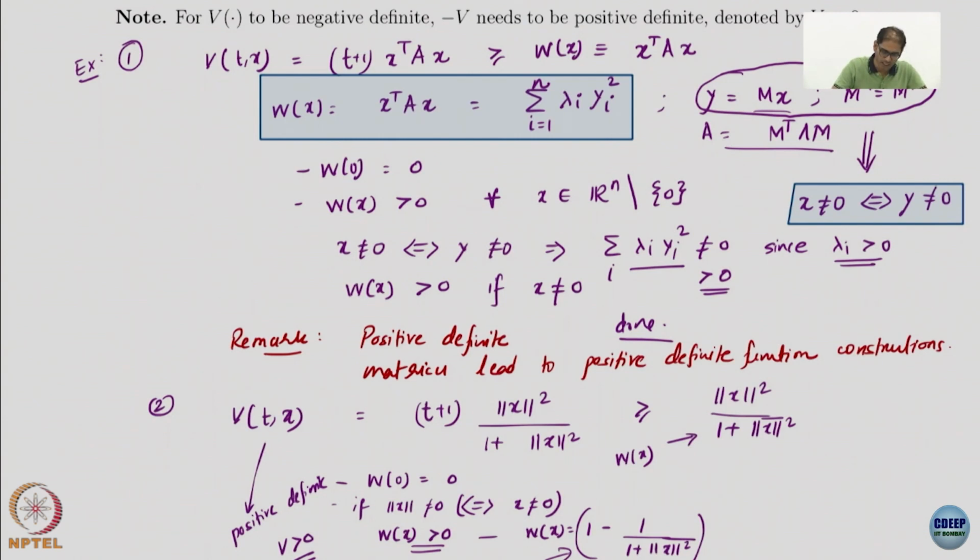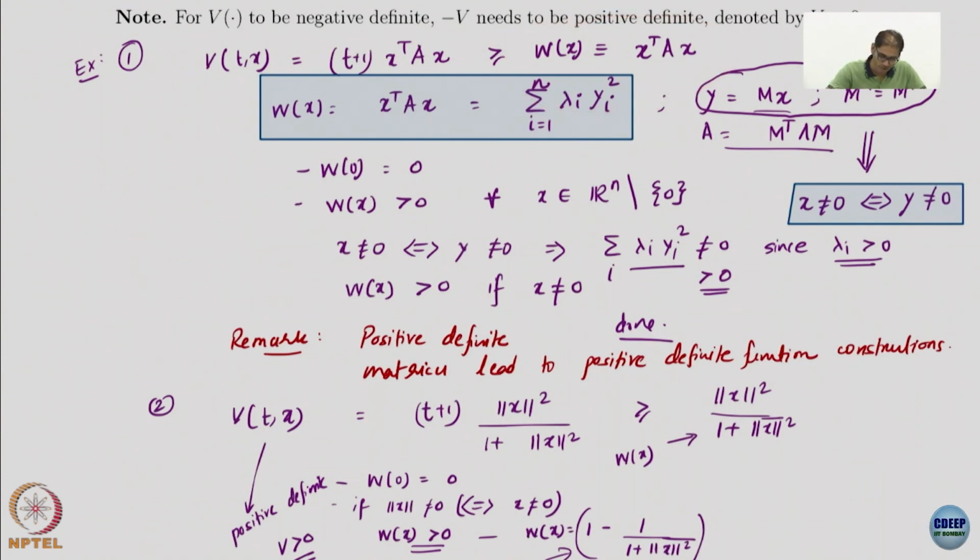If you take V(t, x) as (t plus 1) x transpose Ax, then in this case I know that it is greater than or equal to W(x) defined in this form for all non-negative t. And once I have W(x) equal to this, I just need to verify this positive definiteness of W(x). It's not difficult at all, it is 0 at 0, no problem.